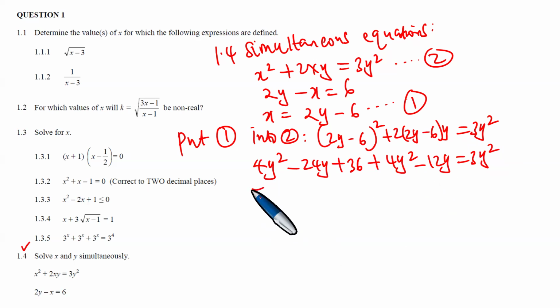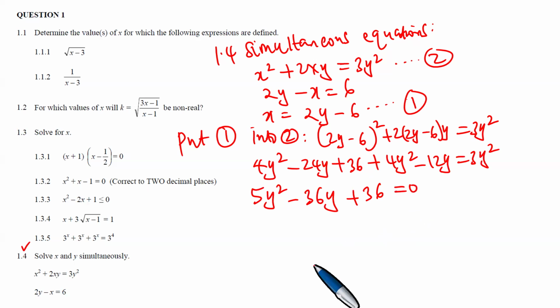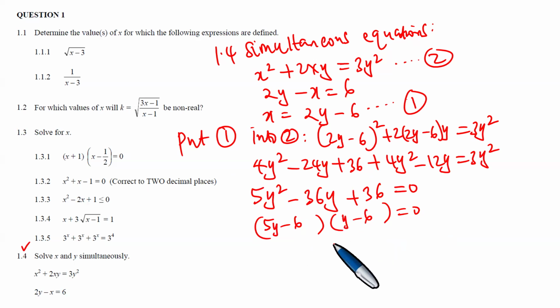Minus 3, which is 5y squared. Minus 24y minus 12y would give us minus 36y. And then you have 36. This result is 0. Let us check this. Right, the factors of this are clearly 5y minus 6 and y minus 6, which means y is 6 over 5, or y is exactly 6.